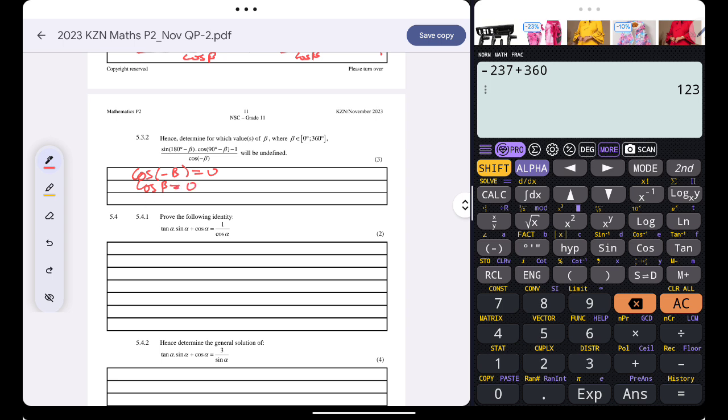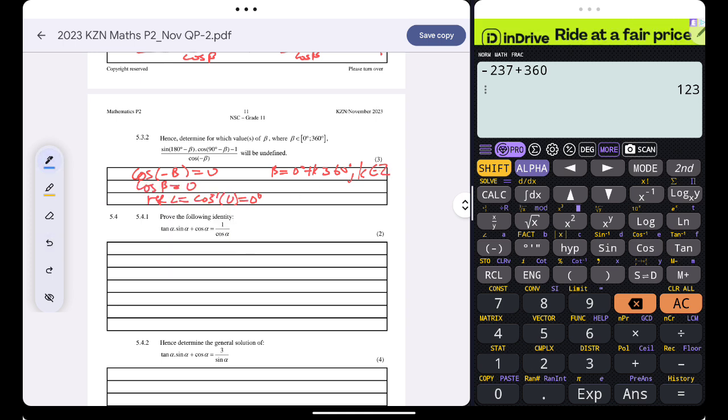So I'm supposed to find a general solution for this thing. All I need to do is to say the reference angle is equal to the cos inverse of 0, which is 0. Are you together? So this thing, beta is just 0 plus k times 360, where k is an element of integers.